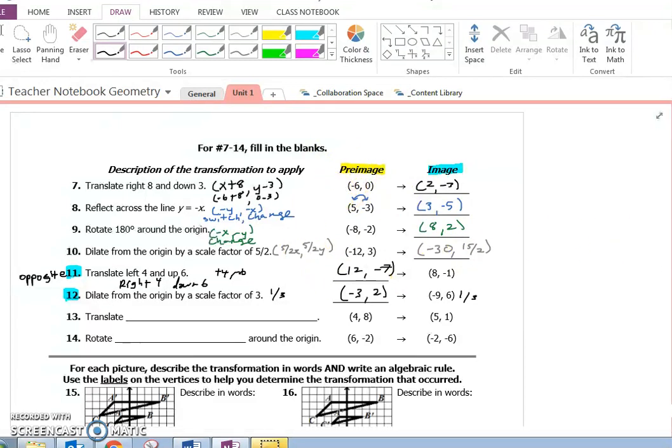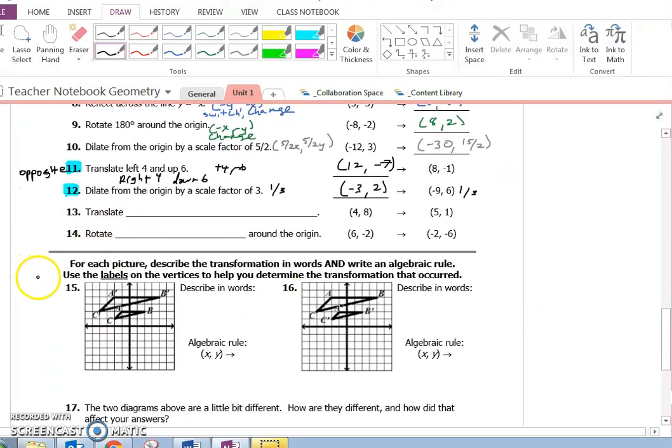And then the final ones, they ask for the description, so they want you to give the description. So here, translate, you need to say right, left, up, and down. Right, so the question is, how do I go from 4 to 5? Well, that would be right 1. And then how do I go from 8 to 1? Well, that's going to be down 7.